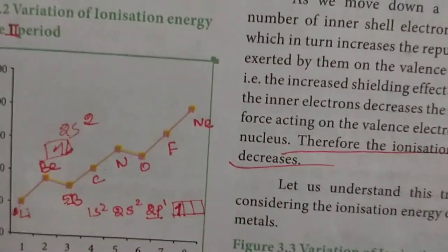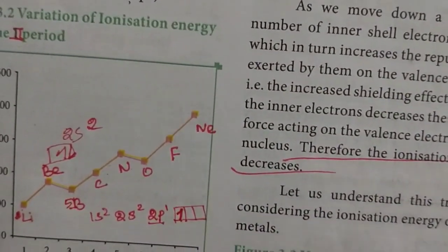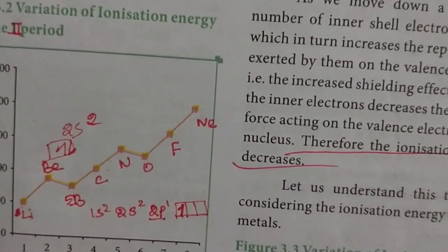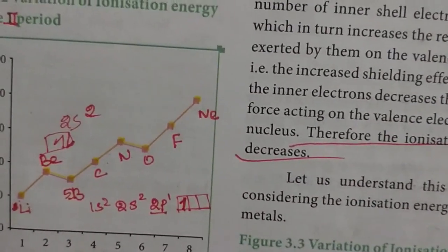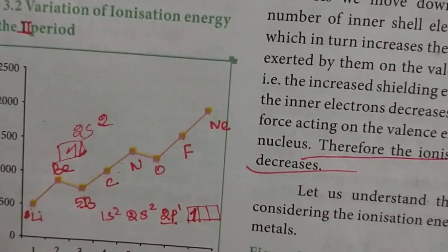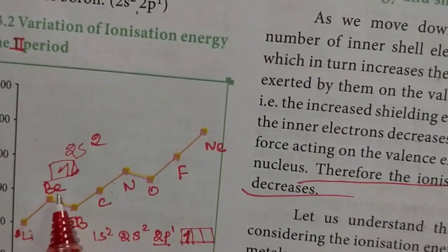So we require only a small amount of energy to remove this electron. Okay, so we need only a minimum amount of ionization energy. So the ionization energy of boron is less than that of beryllium. Why is it less than beryllium?